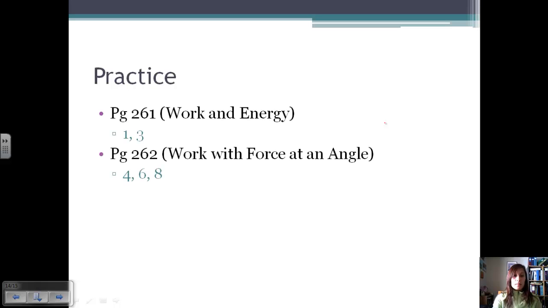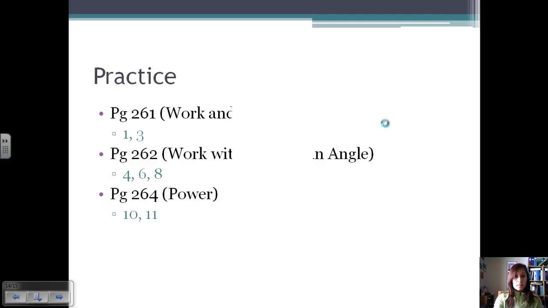Alright, these are the practice problems that we're going to do in class. We're going to look at work and energy, work with force at an angle, and some power problems.